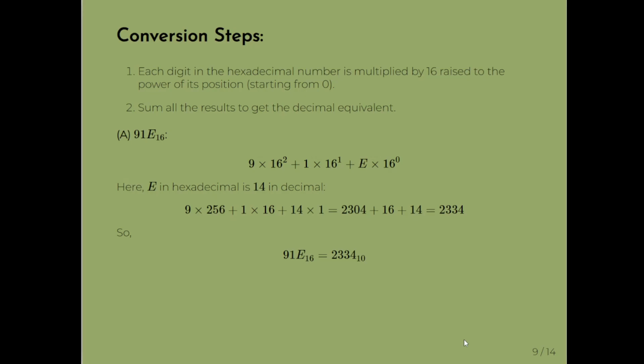A little bit of calculator work. Make sure you have your calculator. So we end up with 2,304 plus 16 plus 14, and that is 2,334. So 91E is 2,334 in decimal.